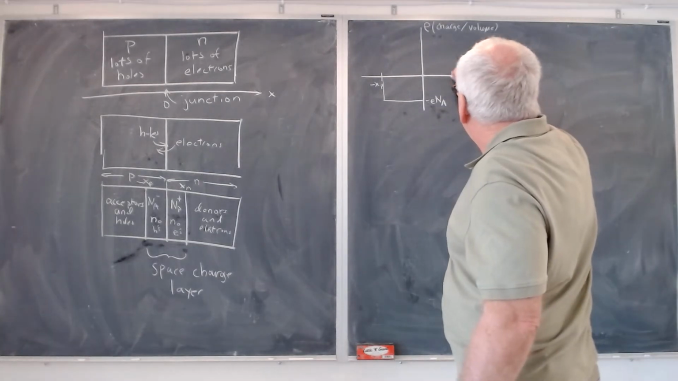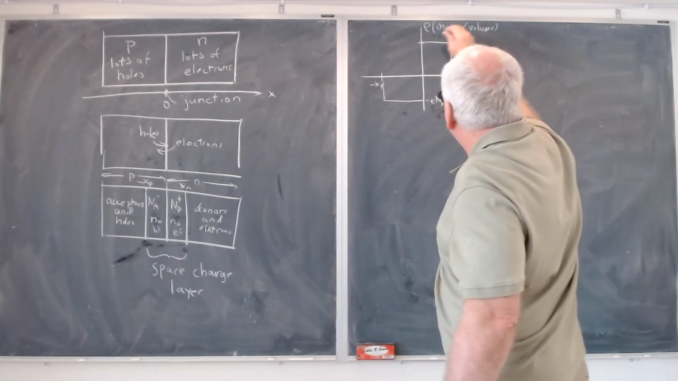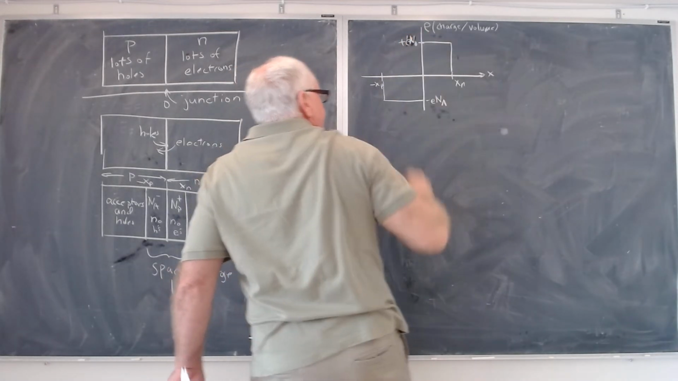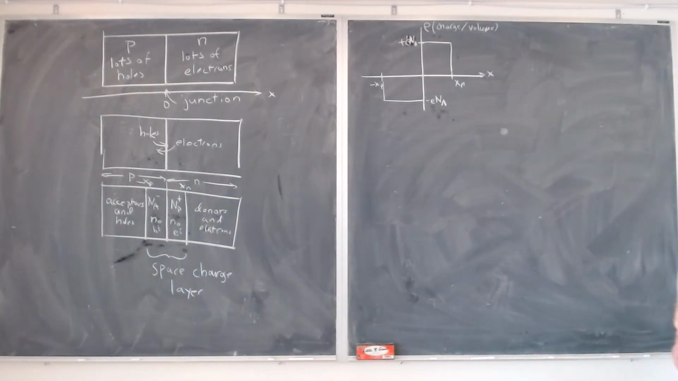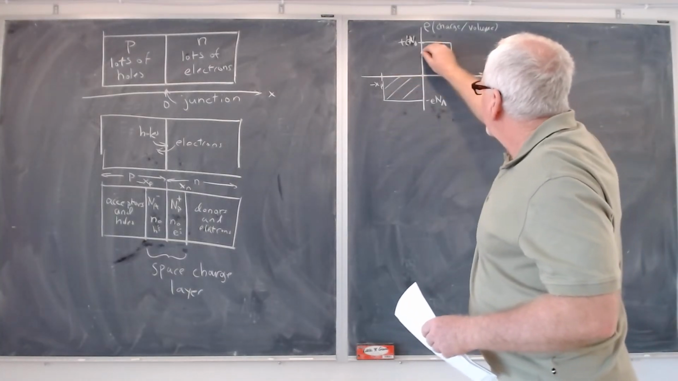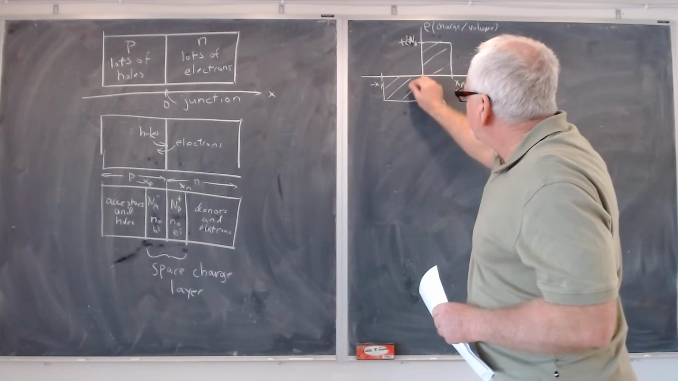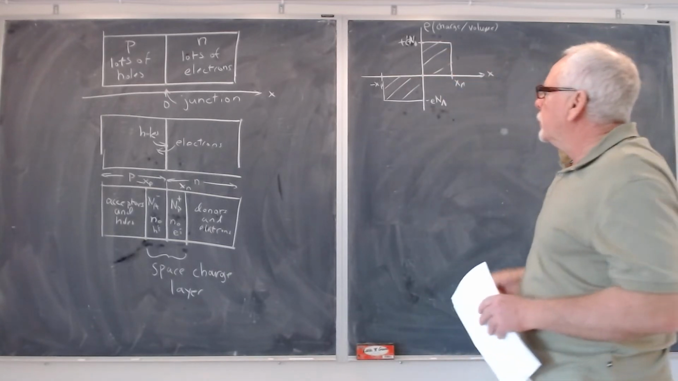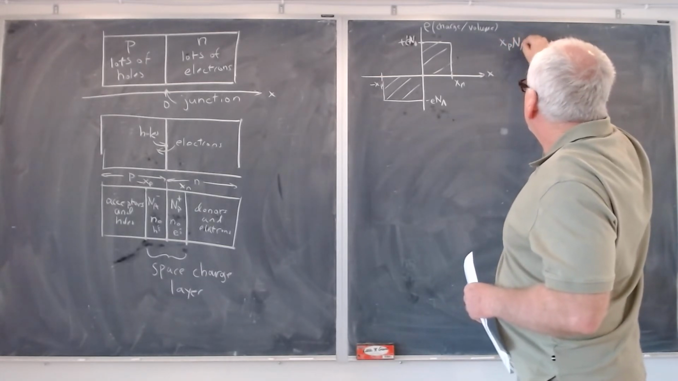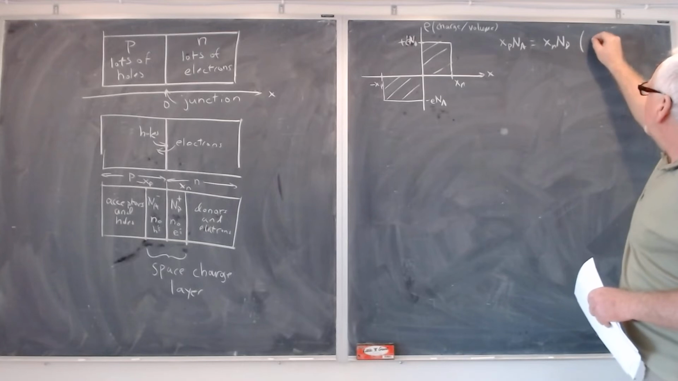And on the N side, it's plus e N sub D. Now, jumping ahead, it's sort of natural to come to this conclusion. This part equals that part because you have to have overall charge neutrality. So you must have that x sub p N sub A is equal to x sub n N sub D for zero net charge.